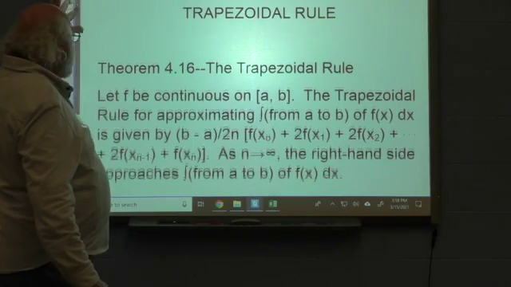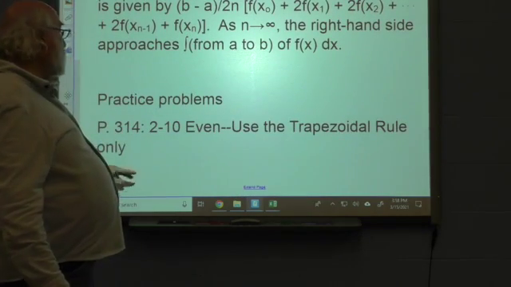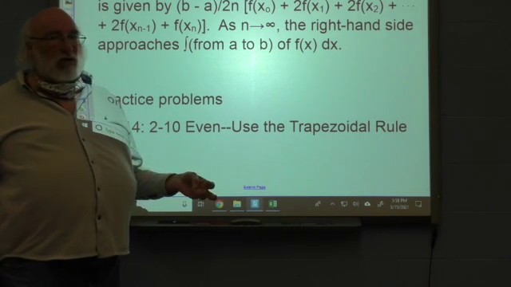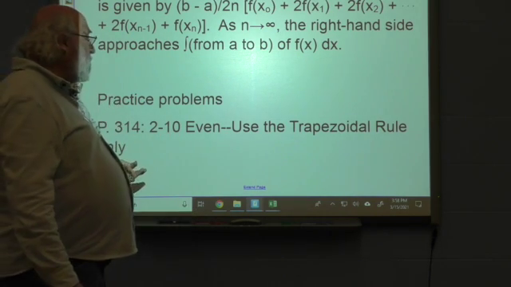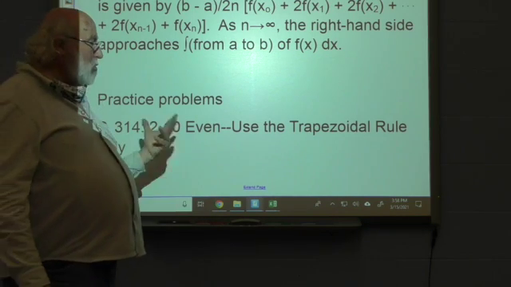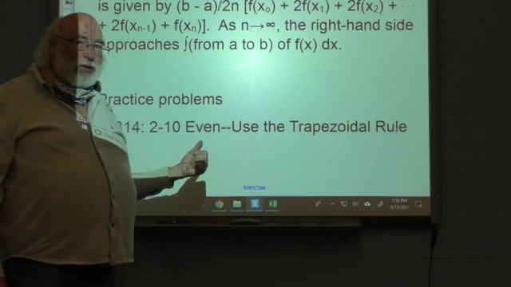So, your homework is 5 problems, your practice problems, 2 through 10 even. Now it says the instructions use both the trapezoidal rule and Simpson's rule. We haven't done Simpson's rule yet, so just use the trapezoidal rule for that. Have fun.